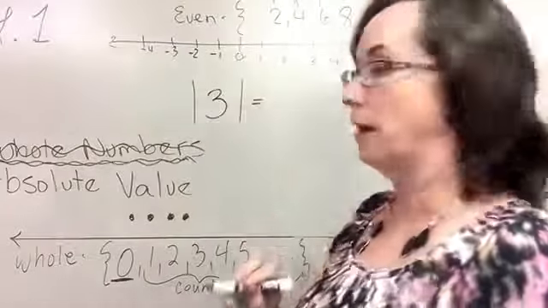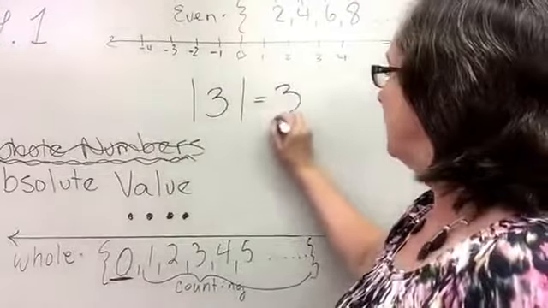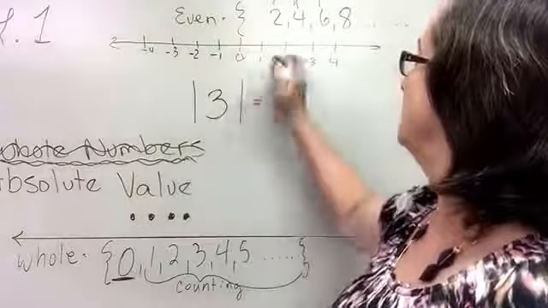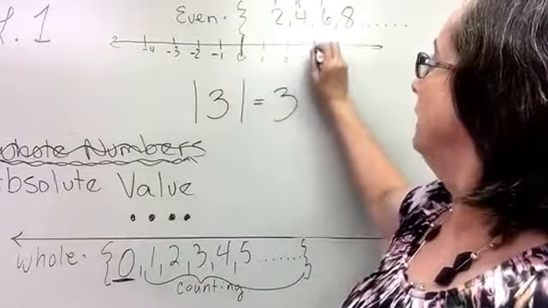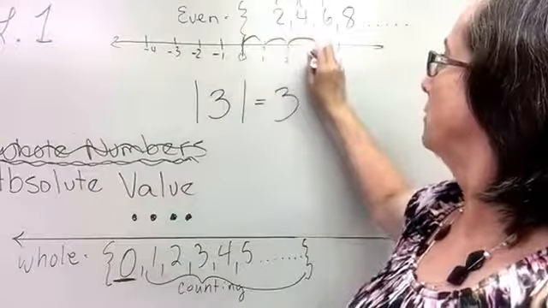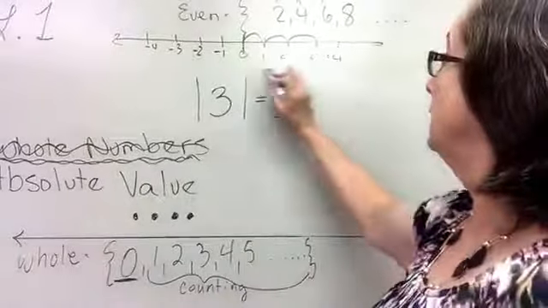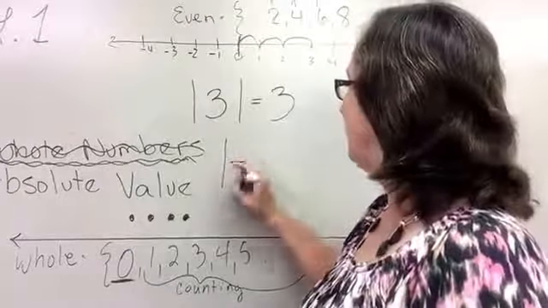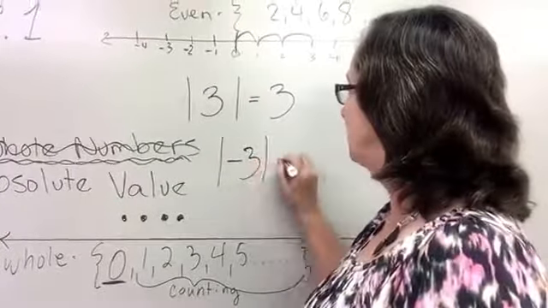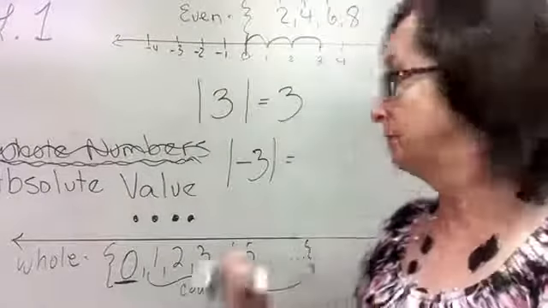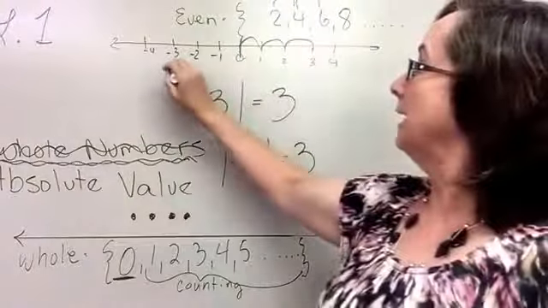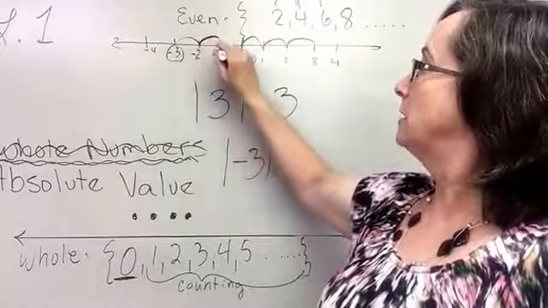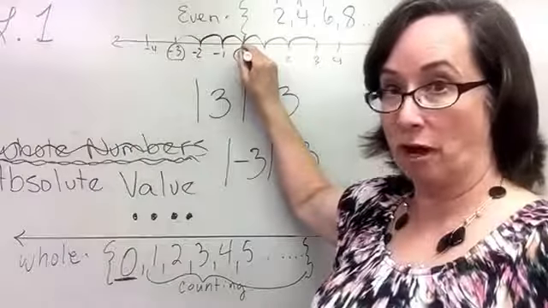The absolute value of 3 is 3, because the distance that 3 is from 0 is 3 steps. Well, let's look. Here's 0, here's 3, and I would take 1, 2, 3 steps distance between 0 and 3. So the absolute value of 3 is 3. The absolute value, that's what the symbol means, of negative 3 is also 3. Okay, so when I look at negative 3 here, and I look at 0 here, negative 3 is 1, 2, 3 steps from 0.